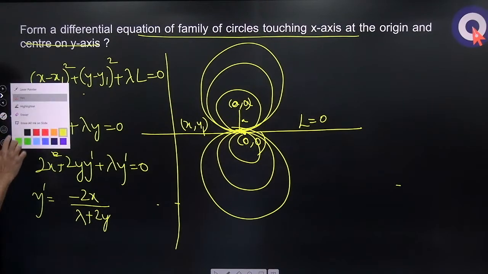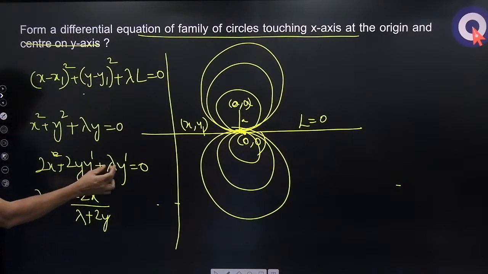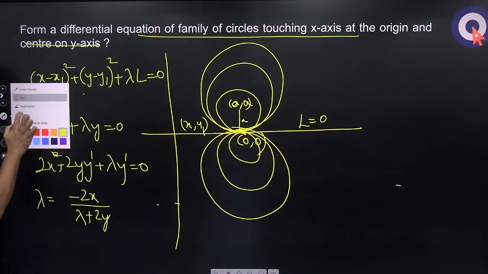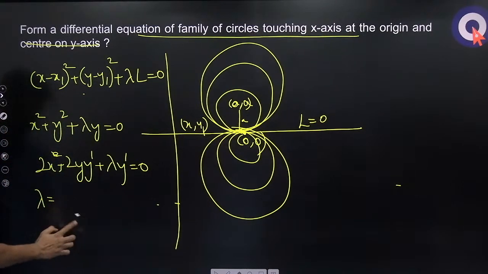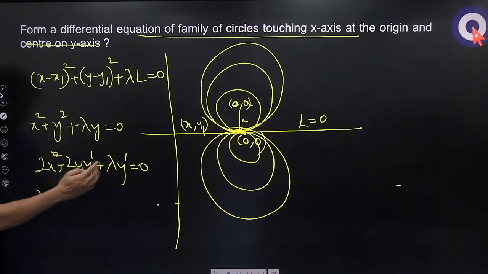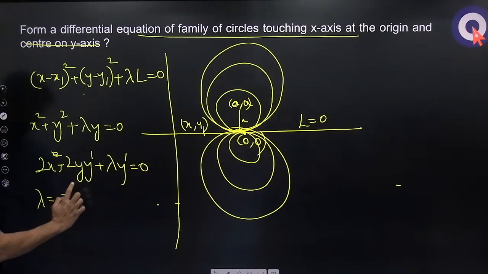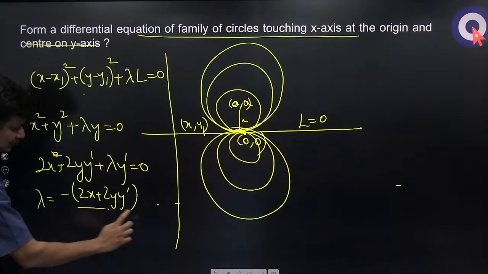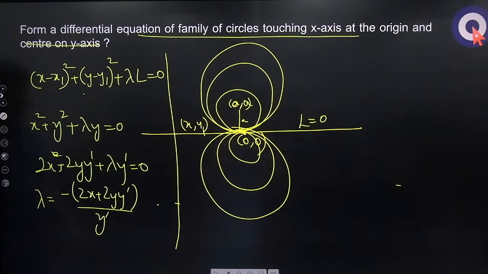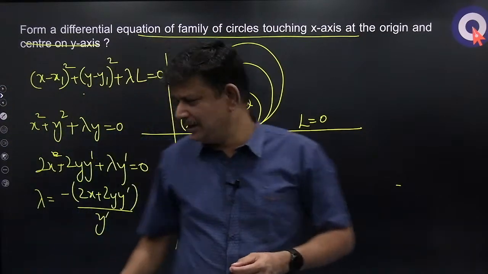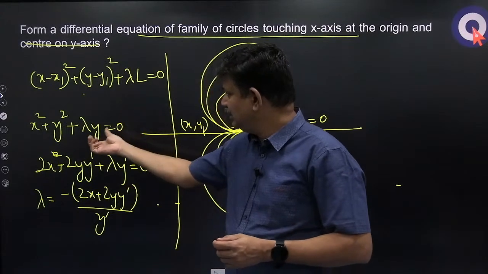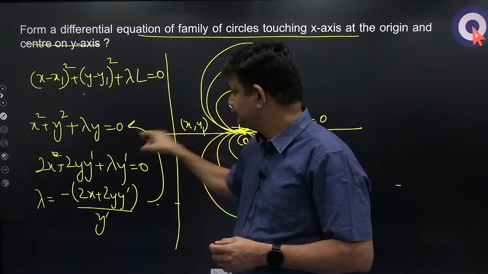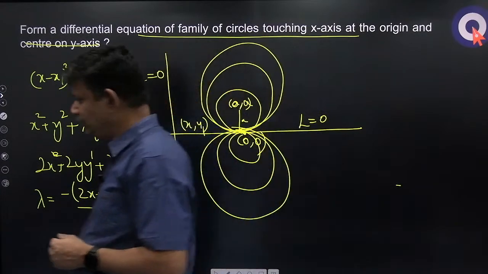Sorry, I need to find the value of lambda from here. Lambda will be how much? ये पूरा equation को इस तरफ लेके जाओ. Lambda को छोड़ के बाकी सब इस तरफ लेके आओ. Minus of (2x plus 2y y dash) divided by y dash. That will be the value of your lambda. Now take this value of lambda and substitute here, you have your differential equation.